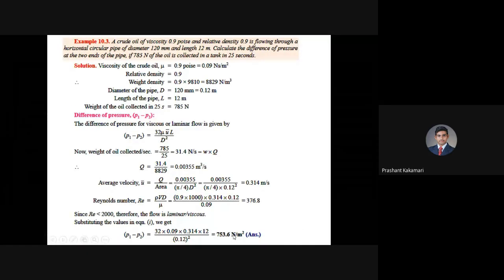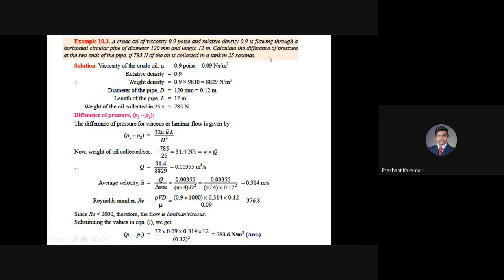753.6. And about units, even if you don't remember these units, please follow the units given in the problem. In SI units, once you convert, one can find this unit as Newton per meter square. Okay, so we got the pressure difference between those 2 points, 753.6 Newton per meter square.